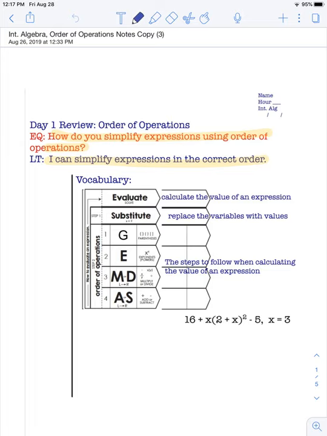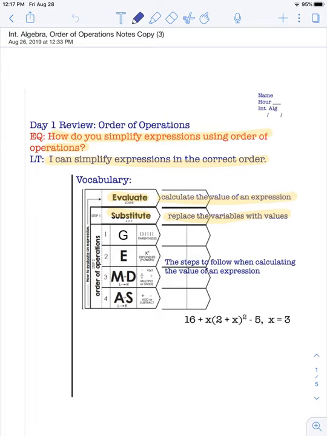So you should have this PDF from Canvas. You can either write in your notebook or write on Notability to follow along. So in vocabulary, the word evaluate means to calculate the value of an expression, and the word substitute means to replace the variables with values. If you're writing in your notebook, you should define both of those words. If you're on your iPad, you should type in those definitions.